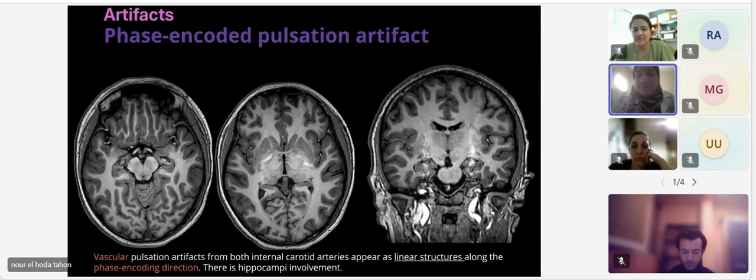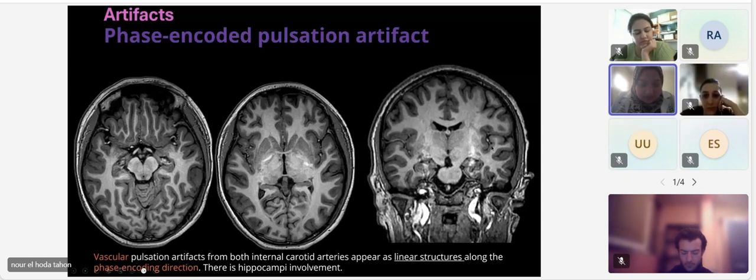This is named the pulsation artifact, and this happened in the phase encoding direction. You can see here the internal cerebral artery, right and left, and there is artifact here. And this is T1 images. It also obscures the hippocampus, and I think this patient maybe has seizure or something, so they cannot assess the area of concern because of this artifact. You can see here, no, this is not a lesion, it's just artifact coming from the pulsation of the blood vessels, and this is common in this way.